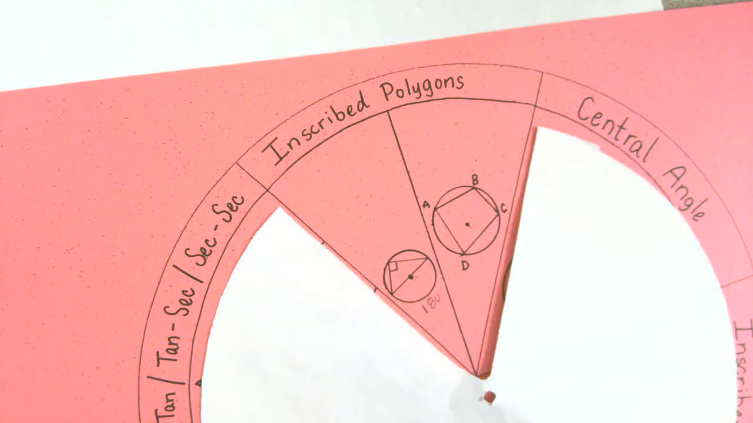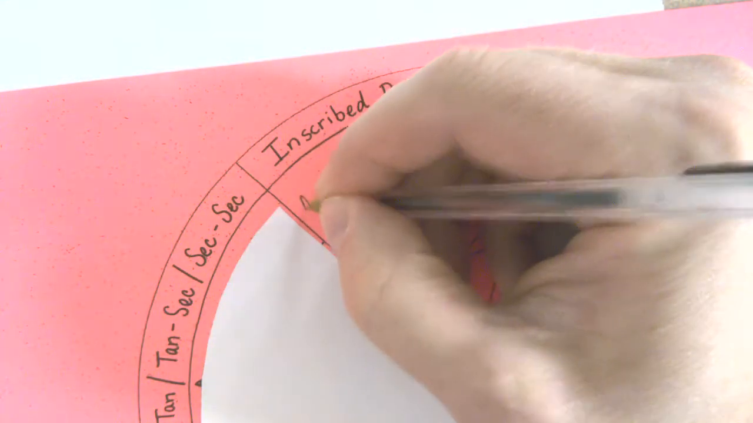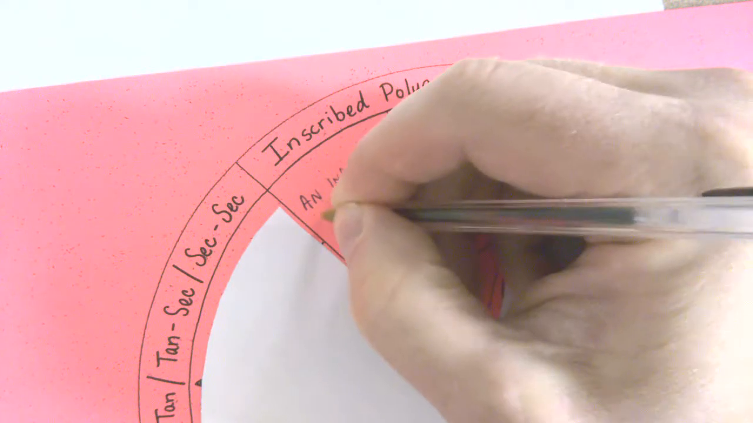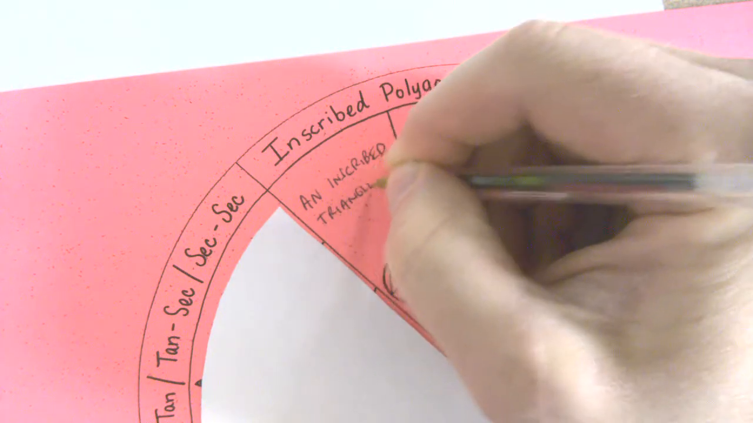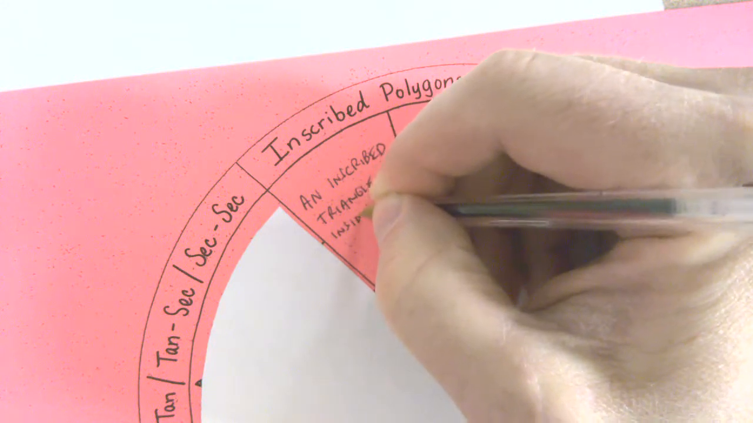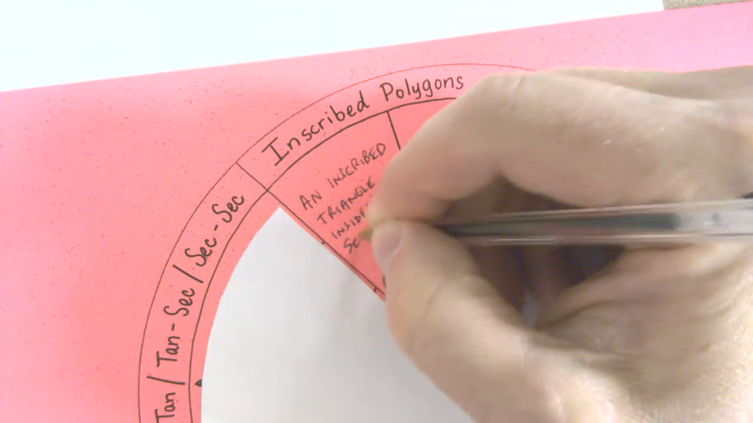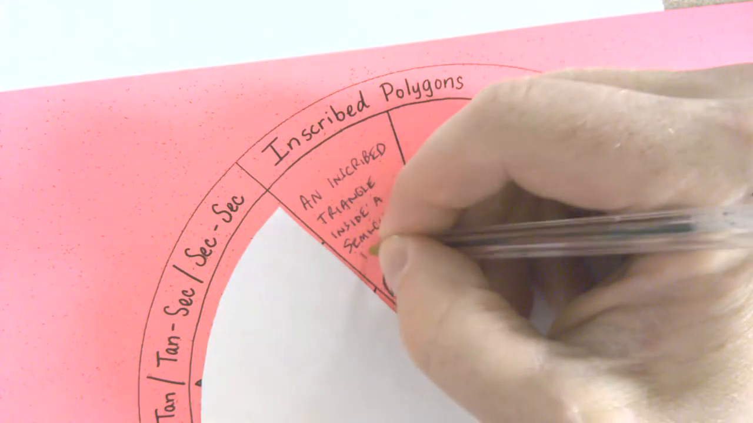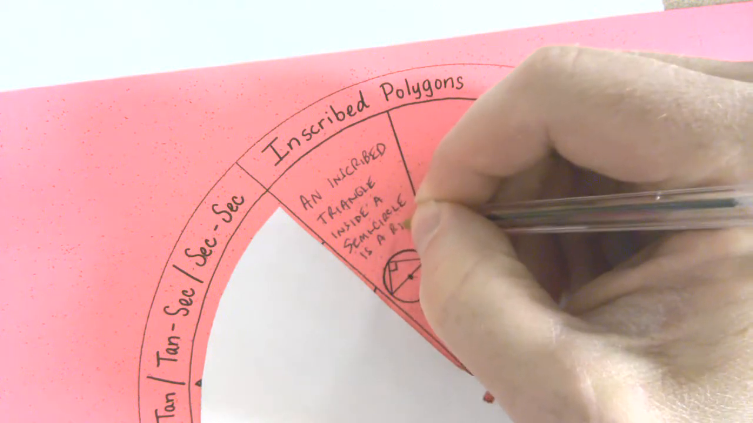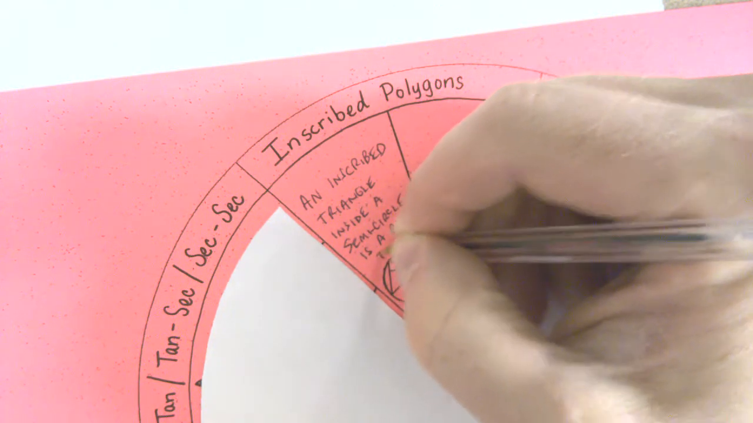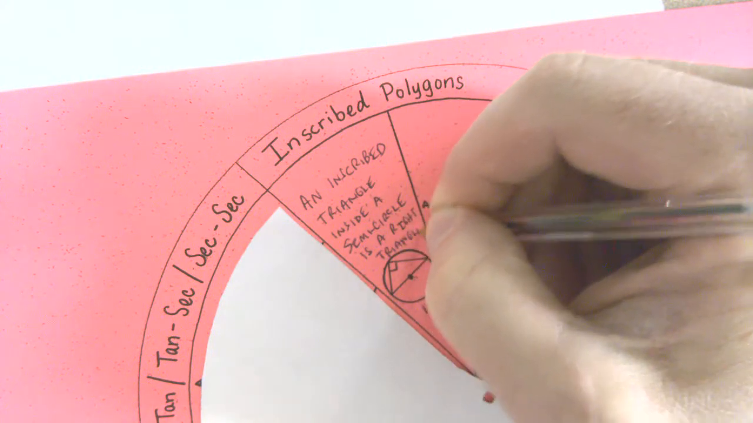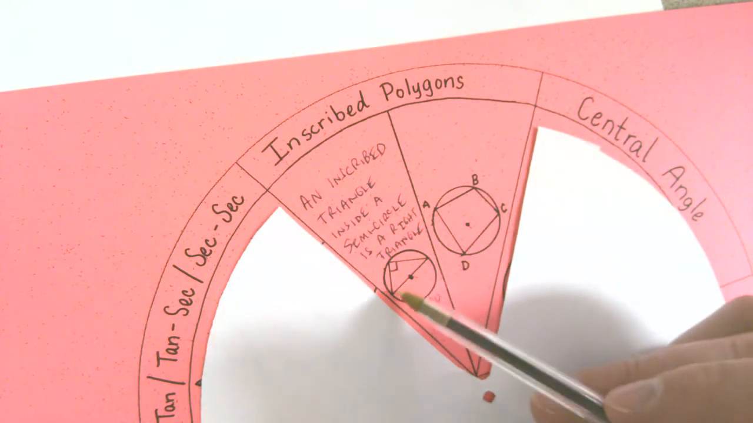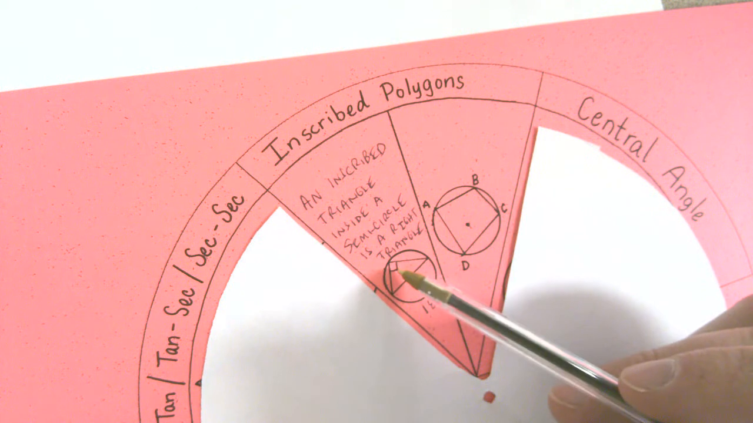So the main thing from this little section that I want you to write down is that an inscribed triangle inside a semicircle is a right triangle. Okay, so an inscribed triangle inside a semicircle will always be a right triangle. So we've got a 90-degree angle.